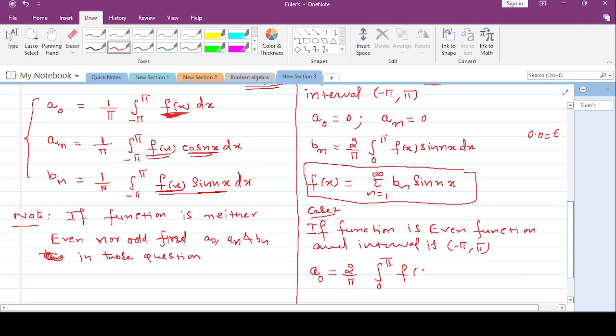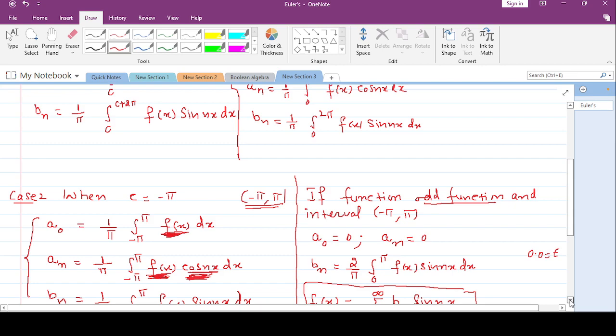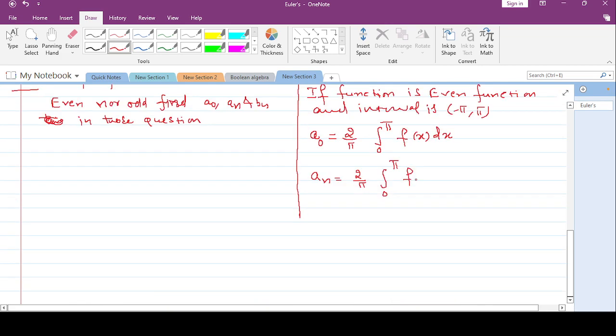Okay, so as an does not become 0, we can write it like this, that an is equal to 2 by pi integral 0 to pi f of x into cos nx dx. Okay, and what is bn? You see here bn, as your function is an even function, so this function is even and this function is odd, so the product of odd and even is odd, so the value of the integral is 0. So bn is 0 in this case.